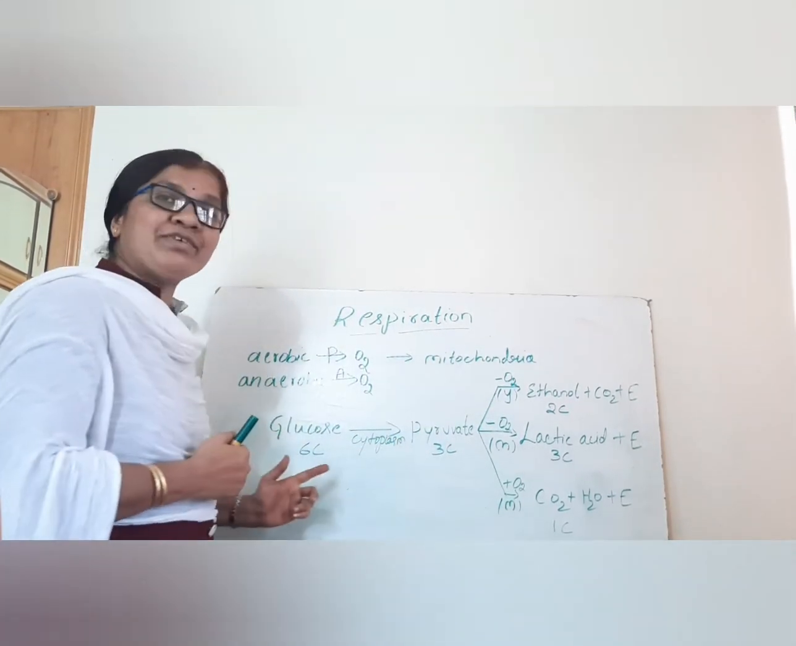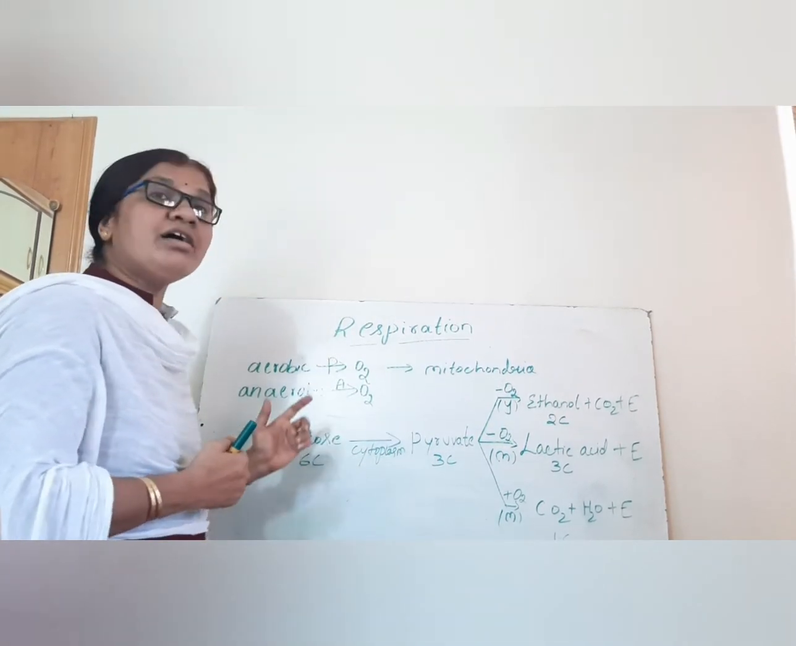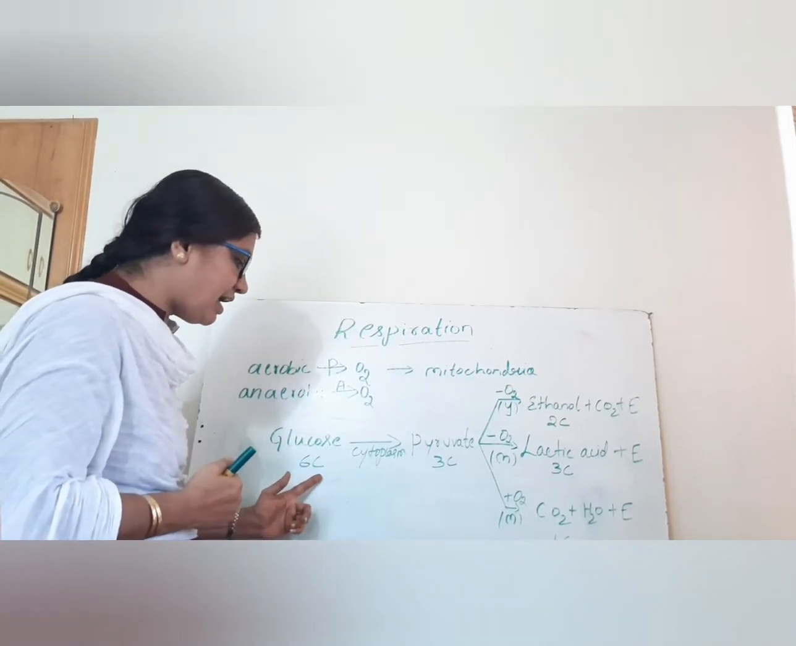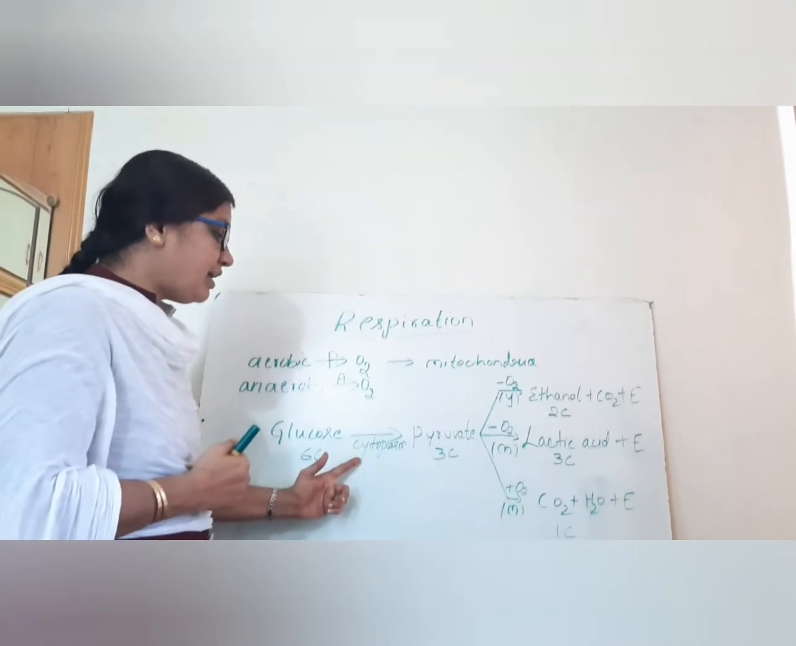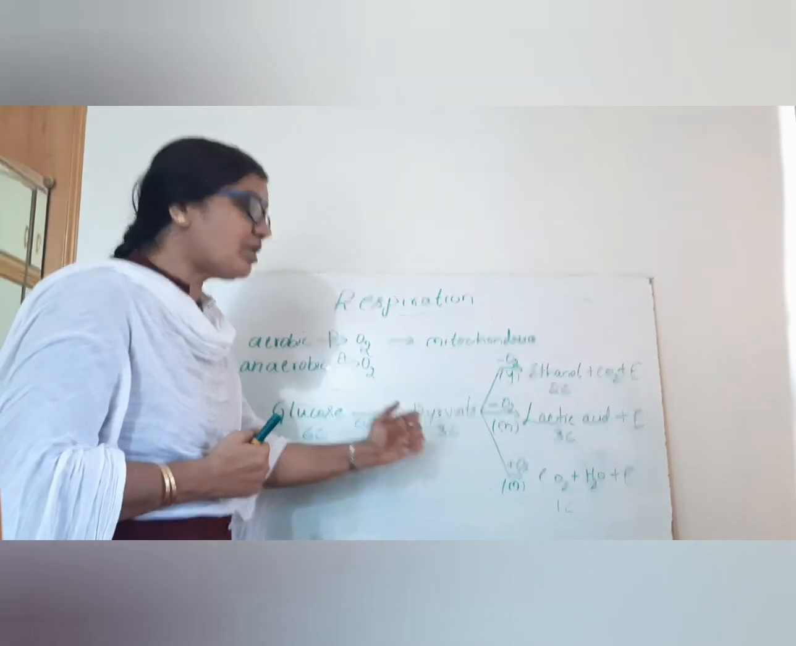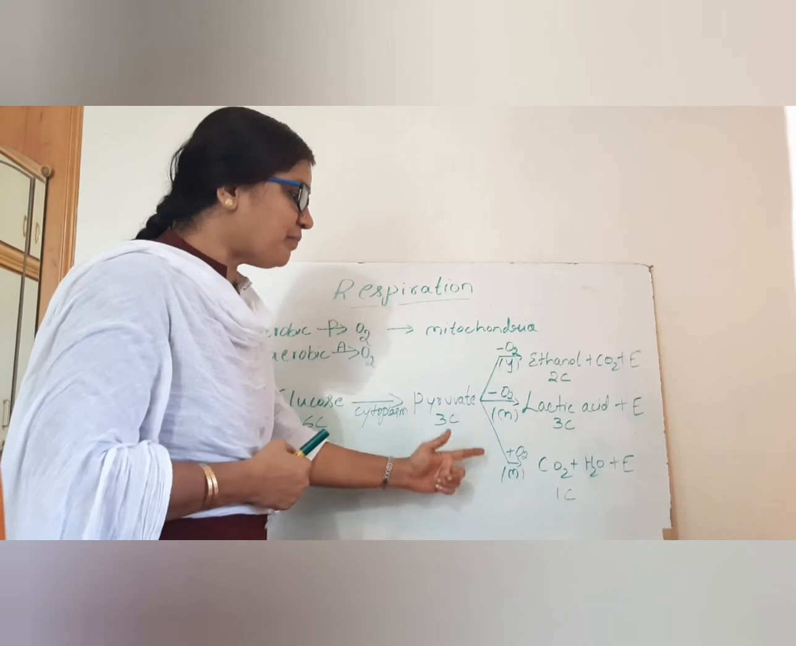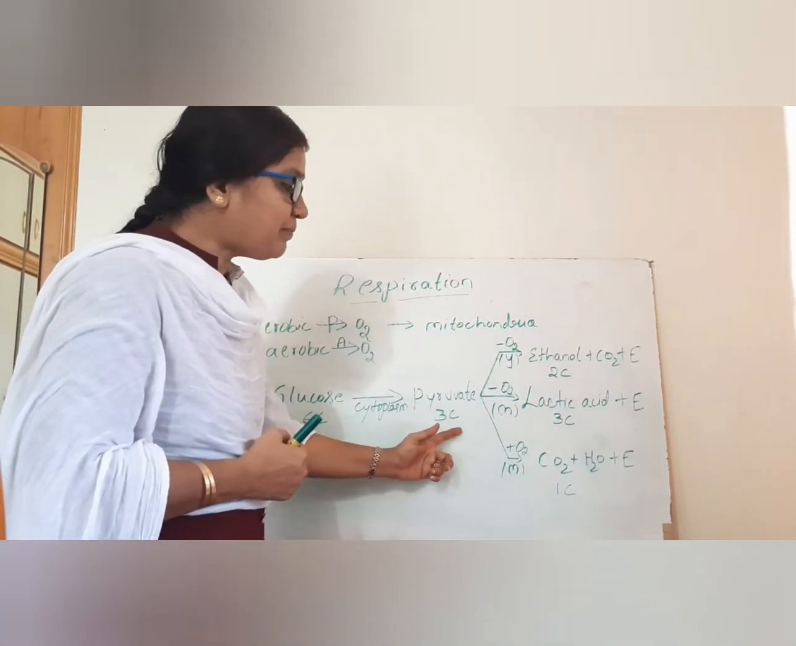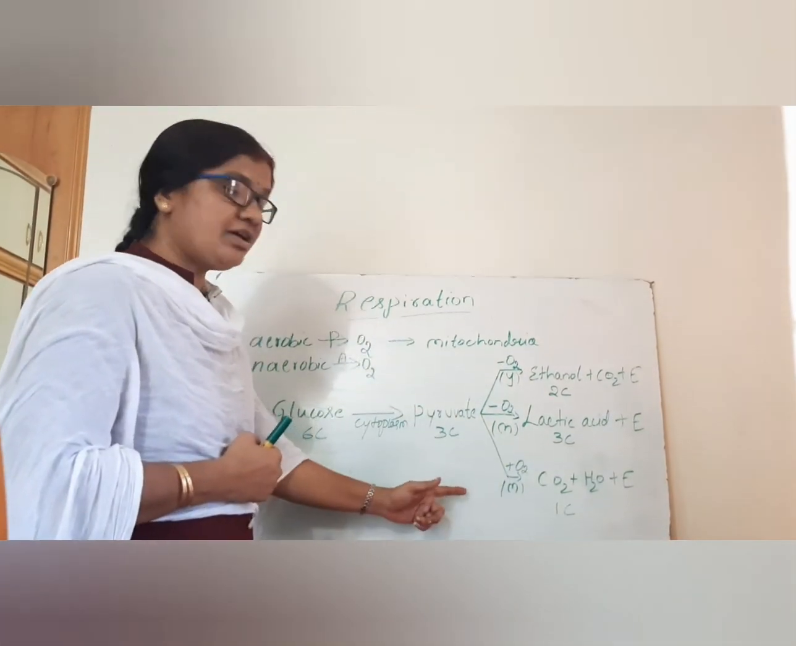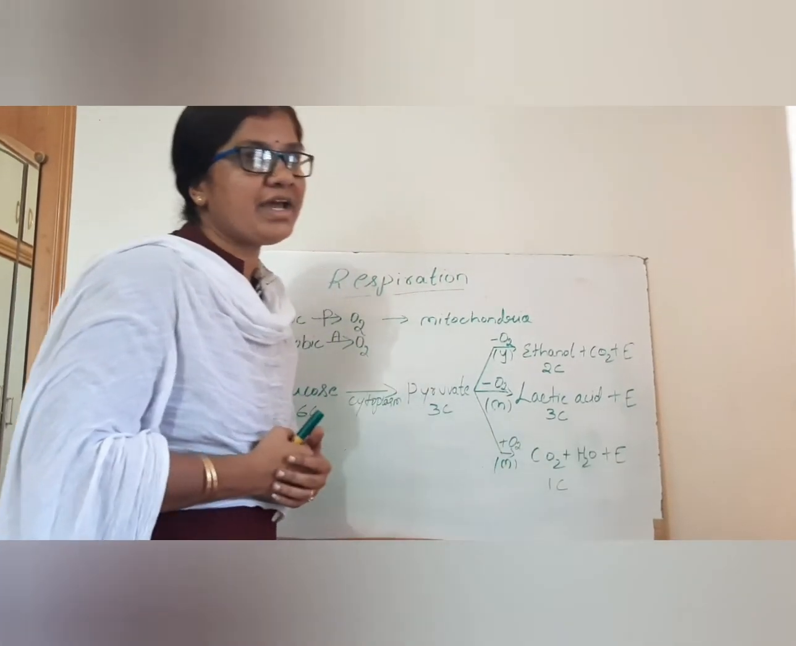Now let me see how glucose is broken down. Glucose is a 6 carbon molecule. In the cytoplasm, it converts into a 3 carbon compound called pyruvate. Then pyruvate enters the mitochondria in the presence of oxygen, that is aerobic respiration. In the presence of oxygen, it converts into carbon dioxide and water with an enormous amount of energy.